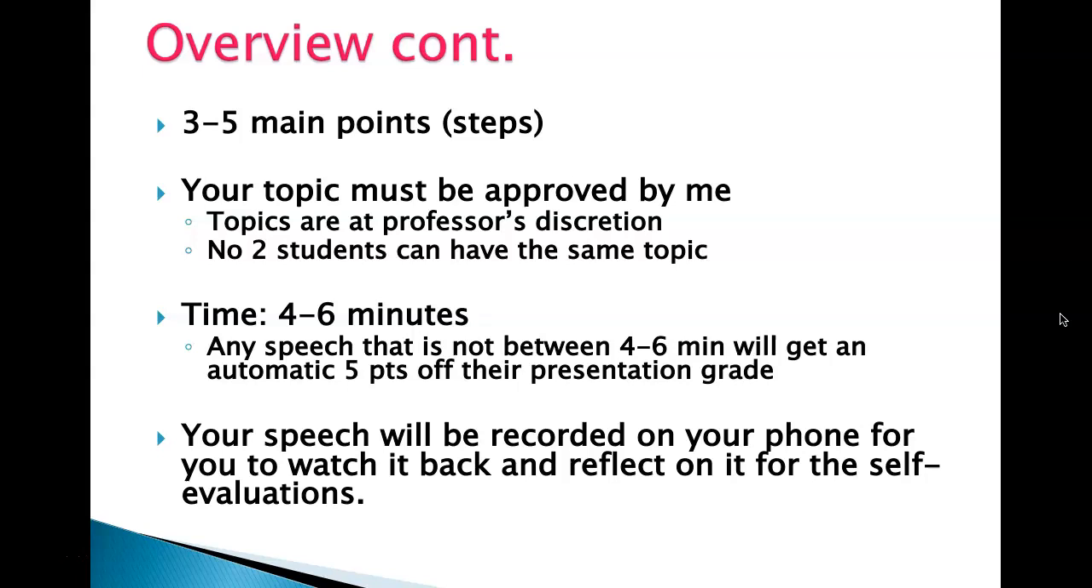The time is 4 to 6 minutes, so any speech that is not between 4 and 6 minutes will get an automatic 5 points off their presentation grade. So as I said at the beginning, with delivery, timing yourself is very important. We don't have time for everyone to speak forever, but also part of this class is learning how to fill a certain amount of time or a certain time slot.